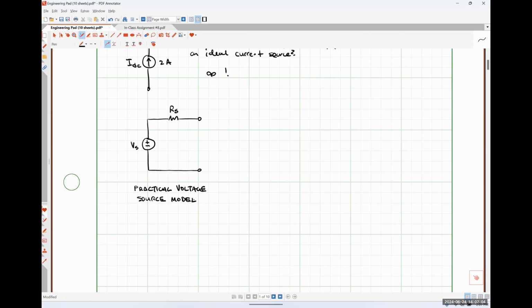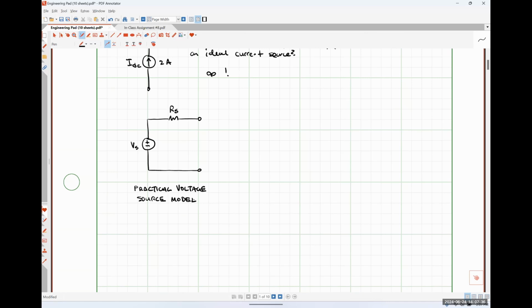And the purpose of that resistance Rs is to limit the amount of current that's capable of leaving the battery's terminals. So for a AA battery or something like that, the value of that resistance Rs is probably on the order of an ohm or two. But for a car battery, which is capable of supplying a much, much larger amount of current, it's probably on the order of tens of milliohms, if not smaller.